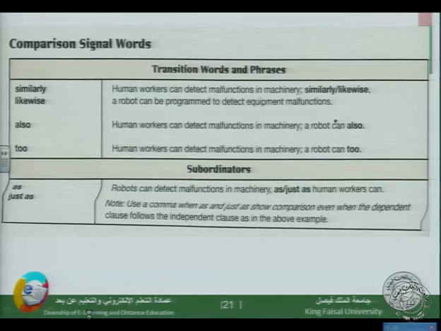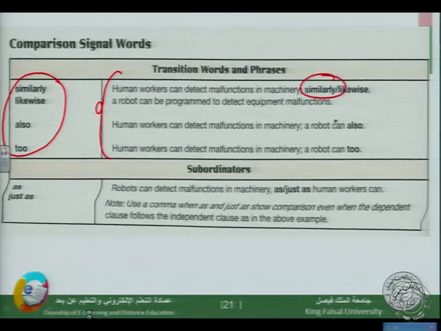Right in here we have some comparison signal words like similarly, likewise, also, too. You can read these sentences and understand how these words are transition words or phrases. Let us read together. Human workers can detect malfunction in machinery. Similarly, or likewise, a robot can be programmed to detect equipment malfunctions.